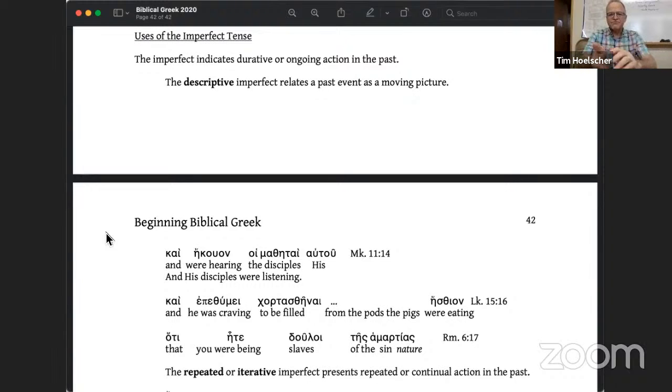So a couple of examples they have of the descriptive here, Mark 11:14. They, that is the disciples, were hearing. His disciples were hearing. They were listening. They're just keeping it real short there. So it's looking not just that they heard, but that they were in this process of listening to something at the time. So we're looking at something descriptive of the event that was going on and the way it portrays it.